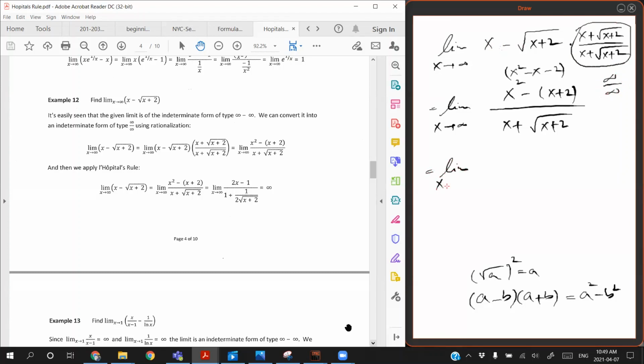So limit as x approaches infinity. Let's take the derivative of the numerator, 2x minus 1. The derivative of the denominator is going to be 1 plus 1 over 2 root x plus 2. At this point, if I plug in infinity, I'm going to get the answer. It's going to be infinity on top. At the bottom, I get 1 over infinity. 1 over infinity is 0, so it's 1 plus 0. So I get infinity over 1 plus 0, that is infinity.